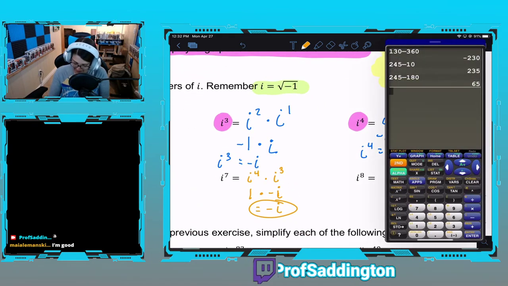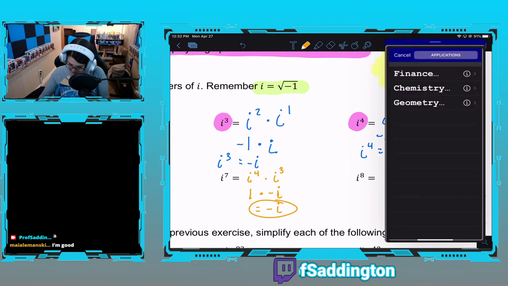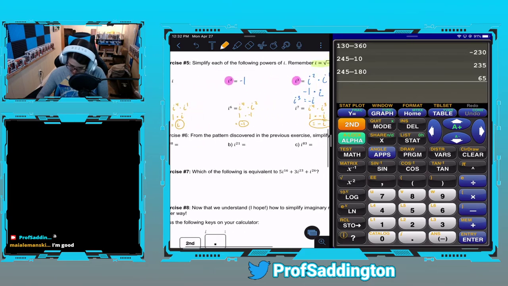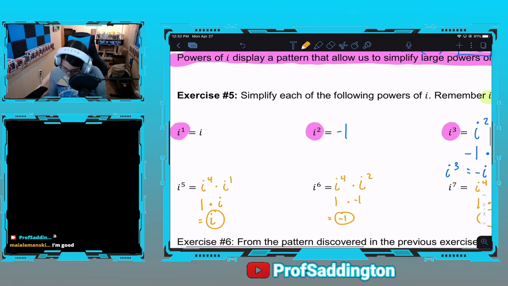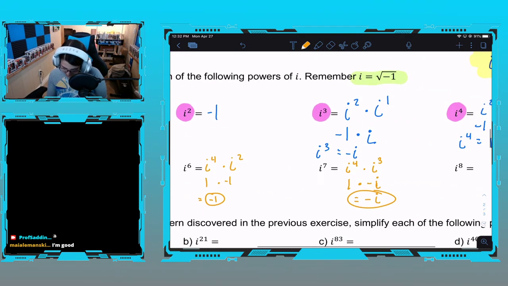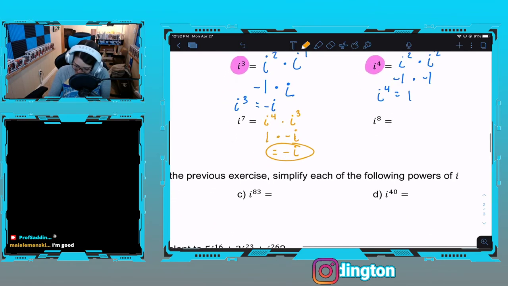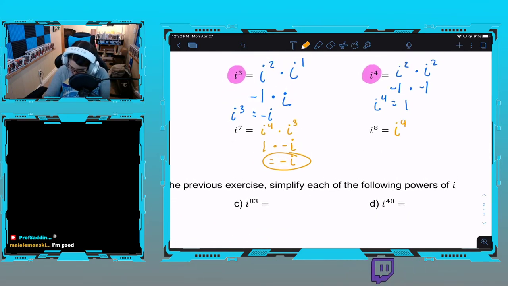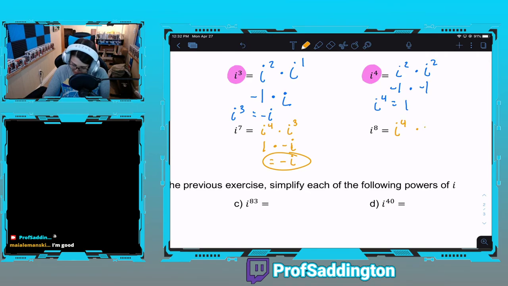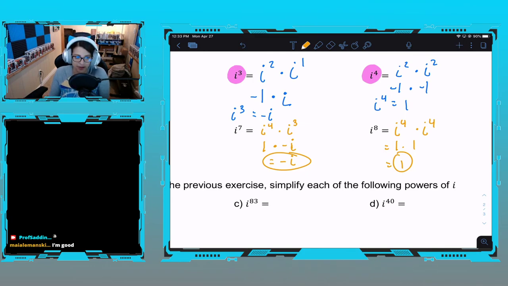What about i to the 8th? Oh, how'd the calculator get here? I don't know. Go away, calculator. I don't know how to get rid of it. Oh, there we go. I don't even know how I slid that sucker over. All right. Anyway, sorry. i to the 8th is going to be equal to i to the 4th times i to the 4th. i to the 4th is just equal to 1, and 1 times 1 is just 1. So, nothing too shabby.